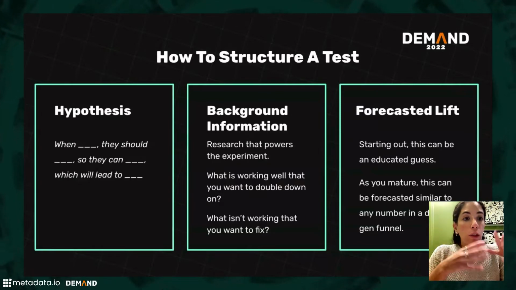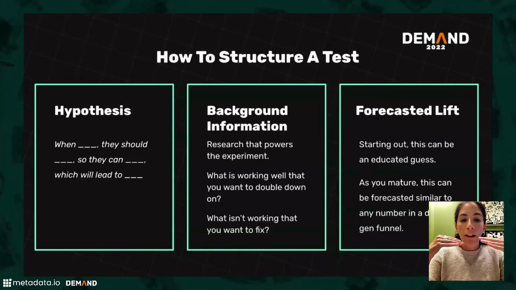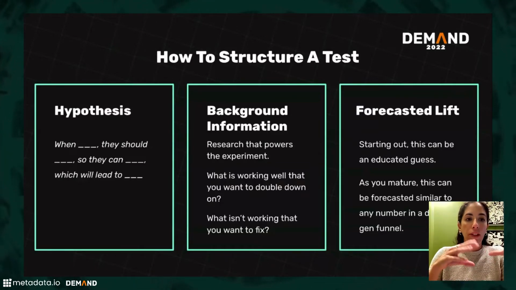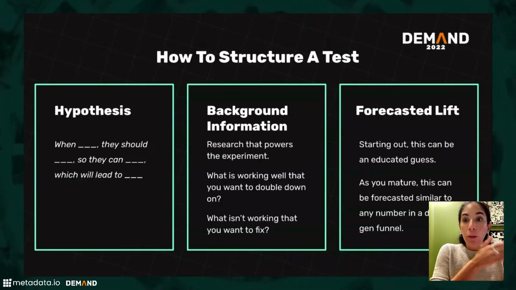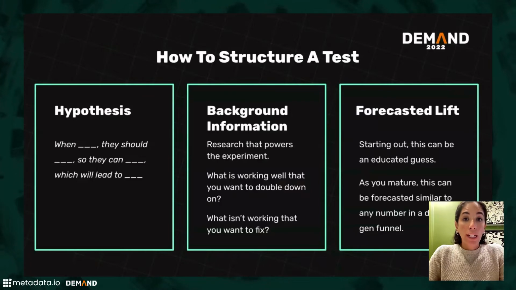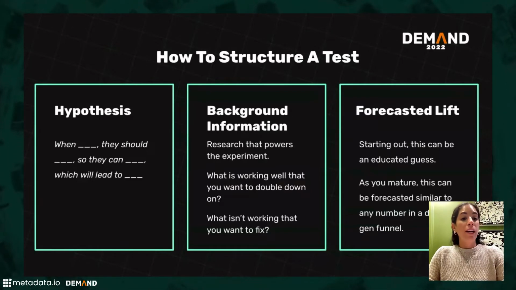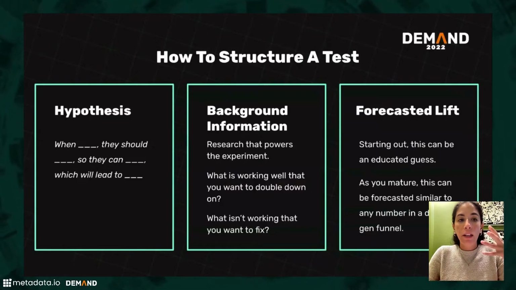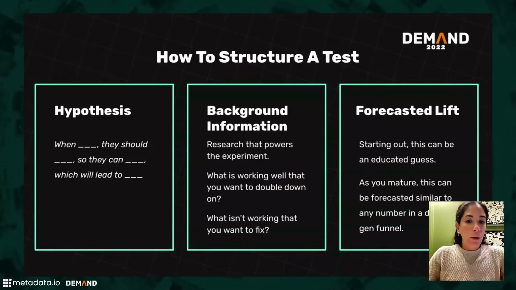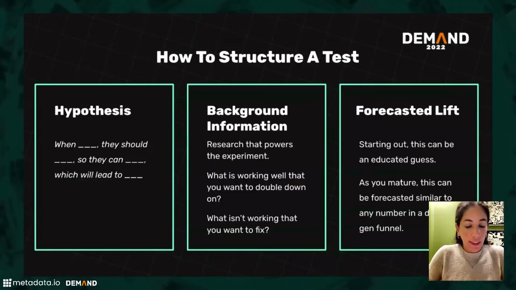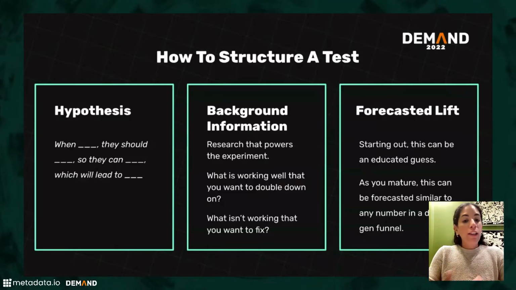That's how you would want to structure your hypothesis, and then the background information should power that hypothesis. What research did you do that led you to that statement? What's working really well right now on your website that you want to double down on? Or what's kind of missing from your website that you want to fix and you think that this experiment will fix that missing piece? And then your forecasted lift.